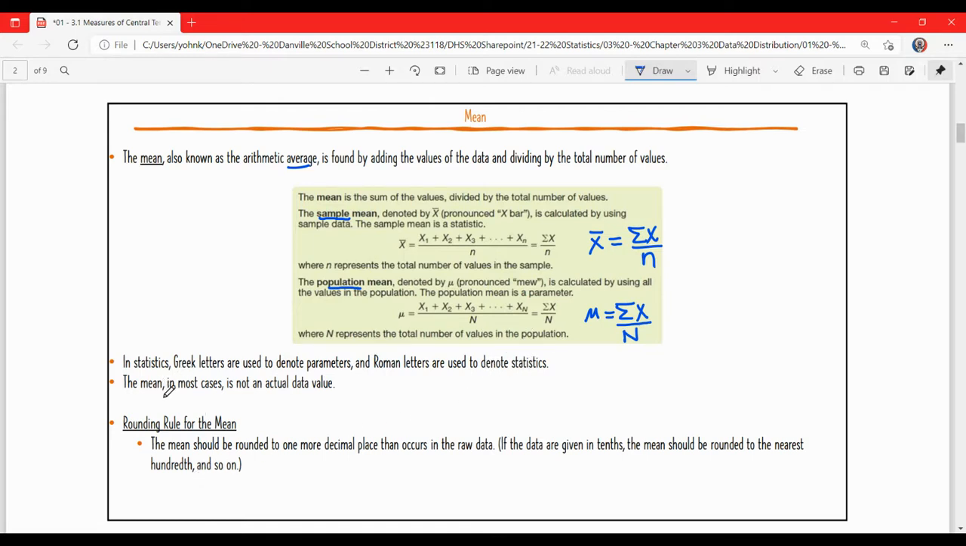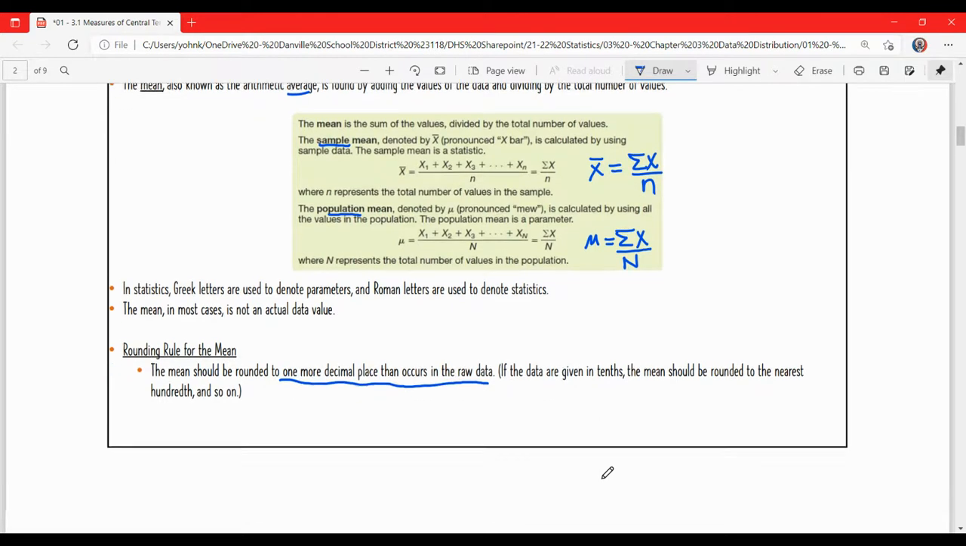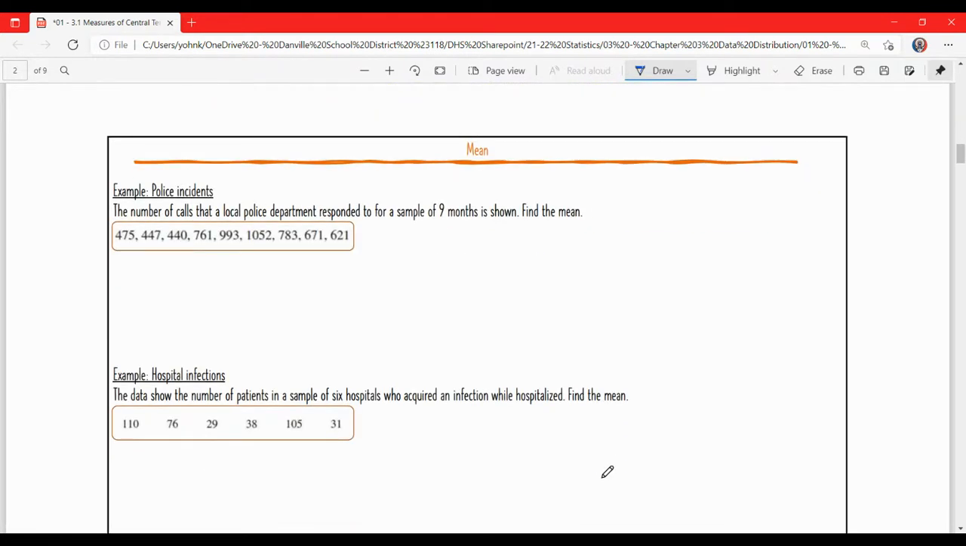One thing to note is that usually the mean is not an actual data value. Since you're adding and dividing, you might come up with a decimal that's not in your original data set. There is a rounding rule for the mean: the mean should be rounded to one more decimal place than occurs in the data. So if the data that you collect is in tenths, you're going to round to the nearest hundredth. One more decimal than the data.